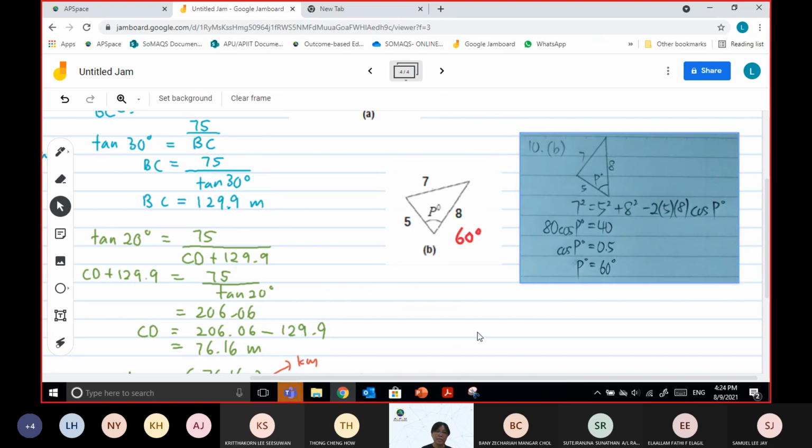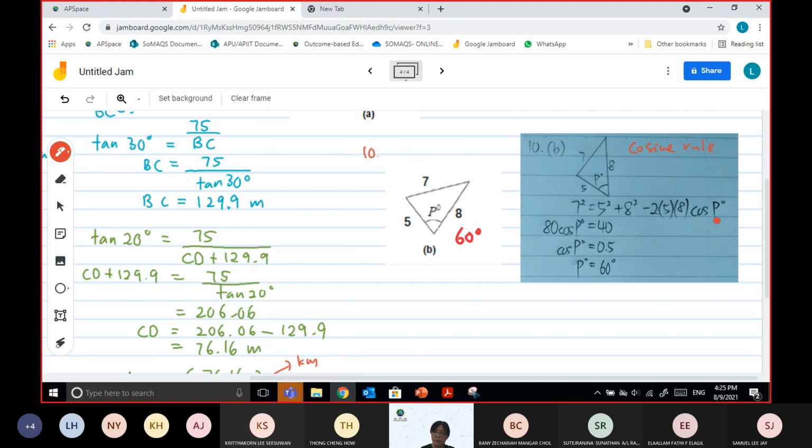Okay, so this one is 10B. For 10B, you have the lengths of all the sides, but not the angle. Since we only have one angle, we can't use the sine rule. So we can use the cosine rule.